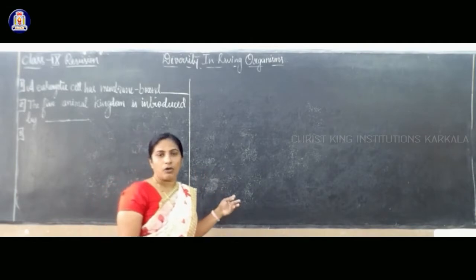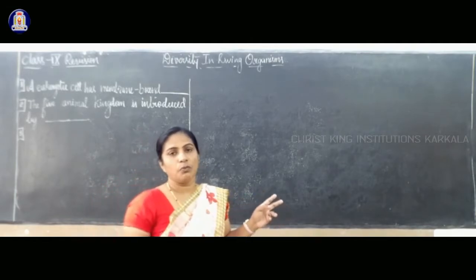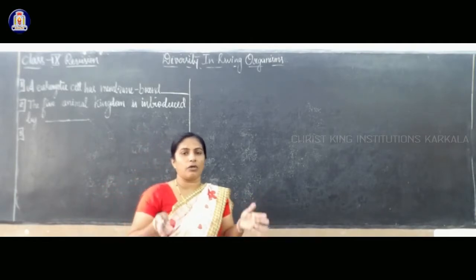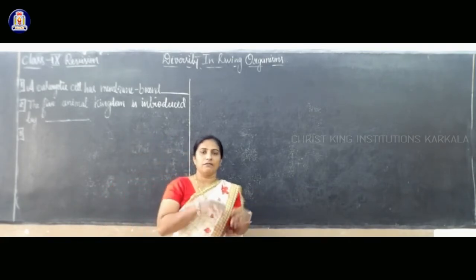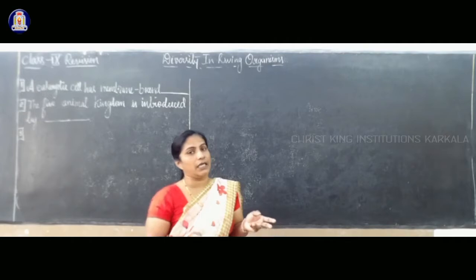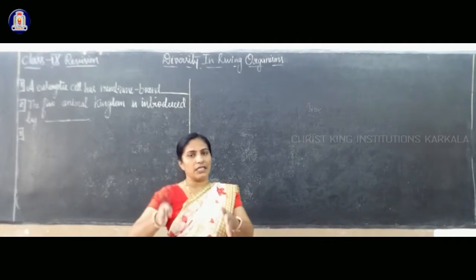There is a term called biodiversity. What do you mean by biodiversity? The different organism species, maybe plants or animals, living together in a specific area. That is called diversity in living organisms, or biodiversity.